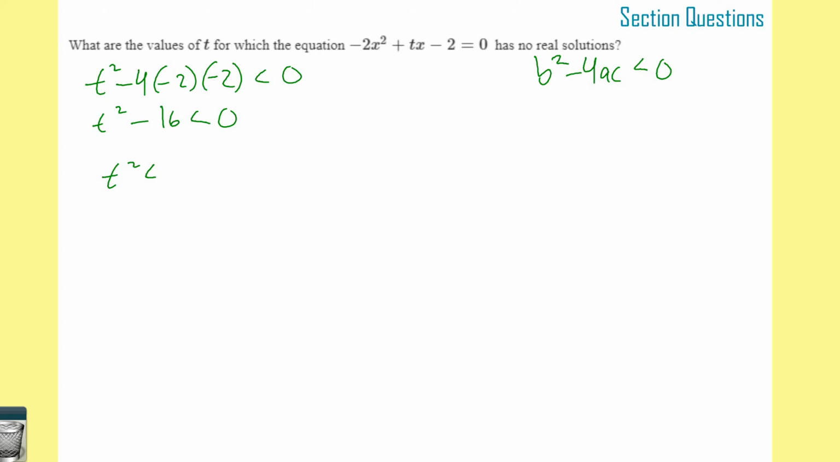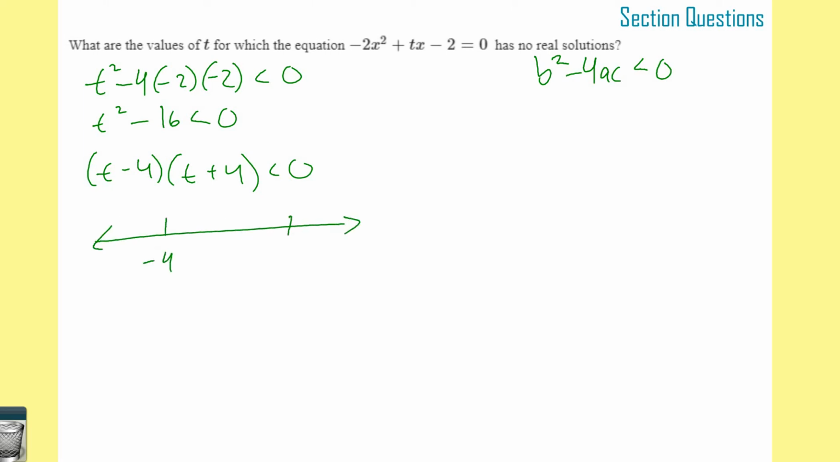I guess, no, technically I would factor this. That would probably make more sense. So then you get (t - 4)(t + 4) < 0. So remember, that's when I would graph it on my number line, and then I'd plug in values to see if it works or not.